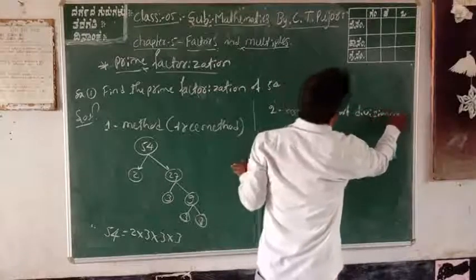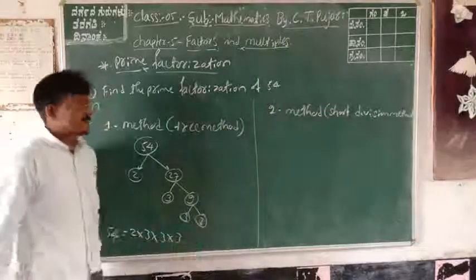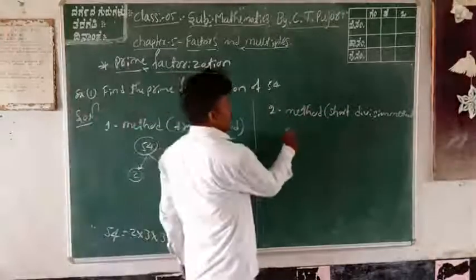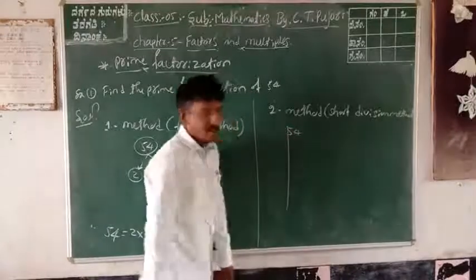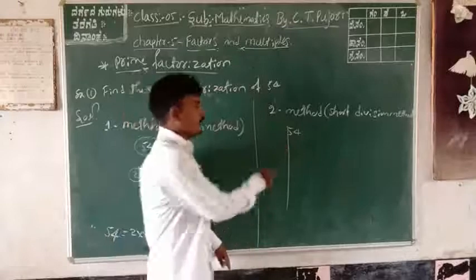Division method. What is the short division method? Short division method is very easy. First of all, write 54. The given number is 54. You can take the smallest number. The smallest number you can take is only 2.